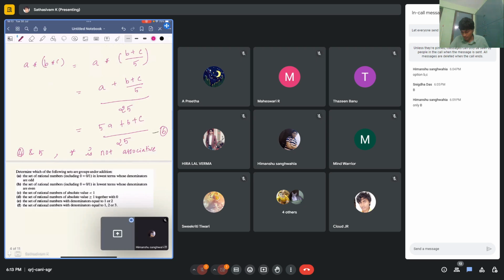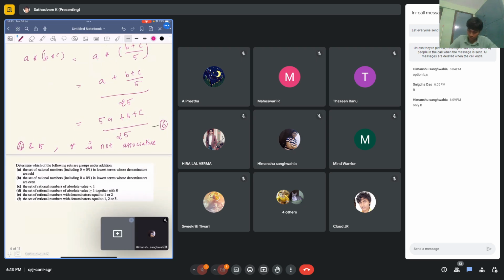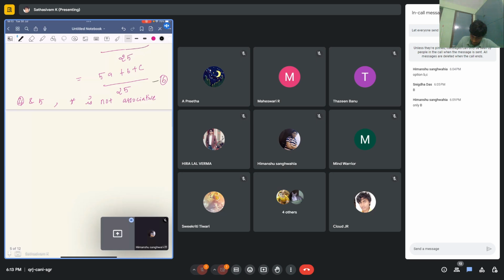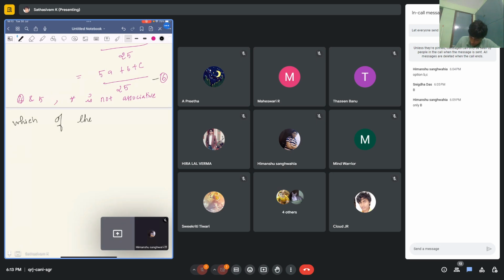Okay. So we have done which are the ones that are associative. Let's take the same problem. Let me call the second problem here. Which of the above operations are commutative? Let's find.